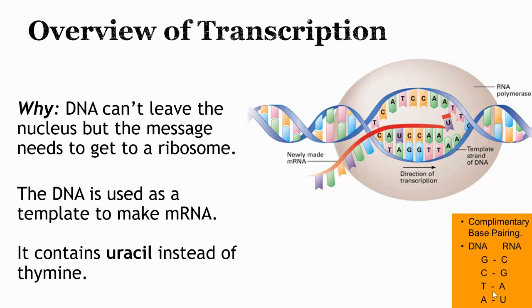Here's where the difference is. If your DNA contains an A, the RNA base pair would be U, uracil. And you can see that in the image. Here we have an A, which pairs up with a U.